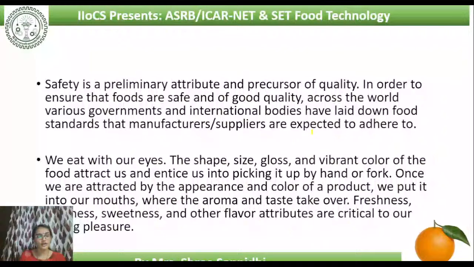Once we are attracted by the appearance and color of a food product, we put it into our mouth, and then what do we get there? We get the aroma and the taste of the product. So the next attribute was aroma and taste. After that we will feel the freshness, the spiciness, sweetness, and other flavor attributes of the food. This is how when we take a particular food we will be enjoying it. So all these attributes are considered by our mind.